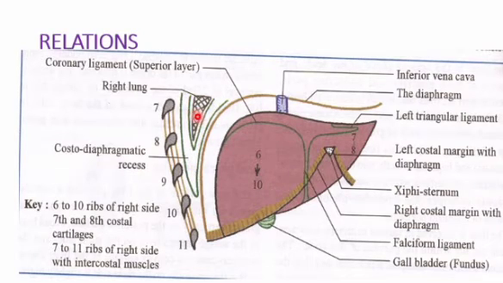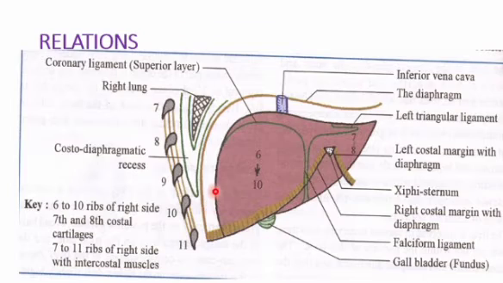In the upper one-third, it is related with the right lung and right pleural cavity. So you can see here the right lung and right pleural cavity. Whereas in the middle portion, it is related with the costodiaphragmatic recess. In the lower part, the ribs are directly in relation with the diaphragm. After that, you can see directly the liver.